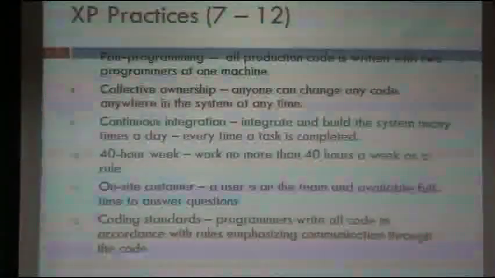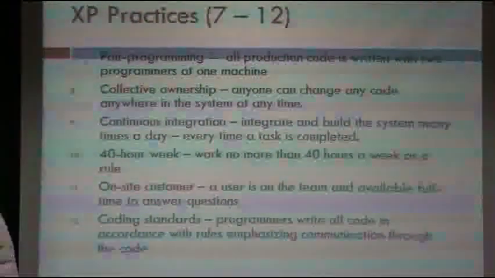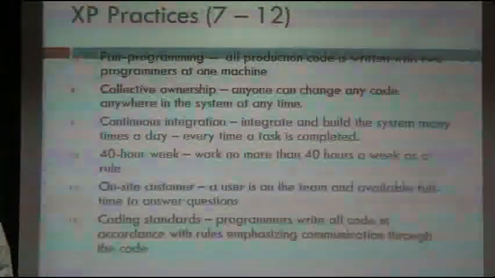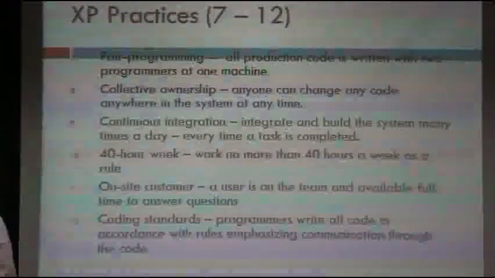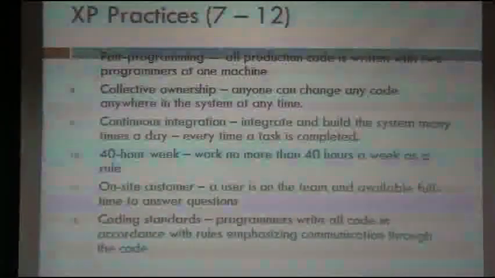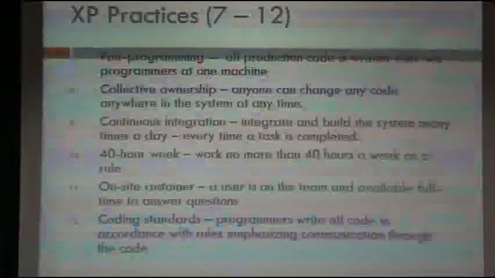And on-site customer: a user is part of the team and available full time to answer questions. Here also there is no batch processing kind of thing. The programmer keeps on developing, and at the same time the customer is available at any time throughout the project, both for suggestions and for answers.